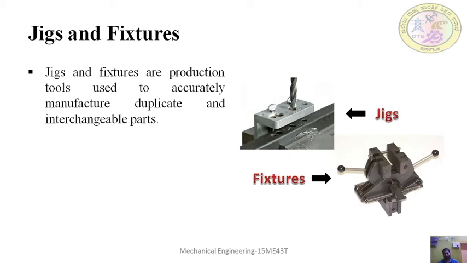So when mass production has to be done for similar components, and the same kind of operation has to be done repeatedly, in this case we are using jigs and fixtures in order to hold the workpiece, locate the workpiece, and also guide the tool to do the particular operation. So in such cases, we are using jigs and fixtures.